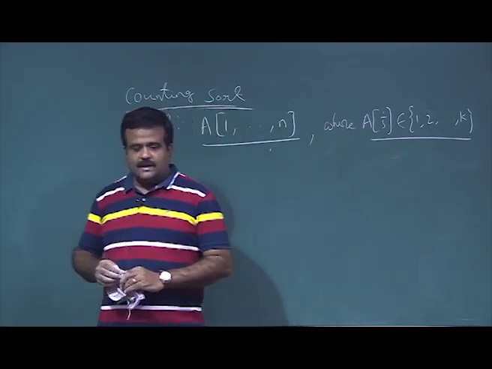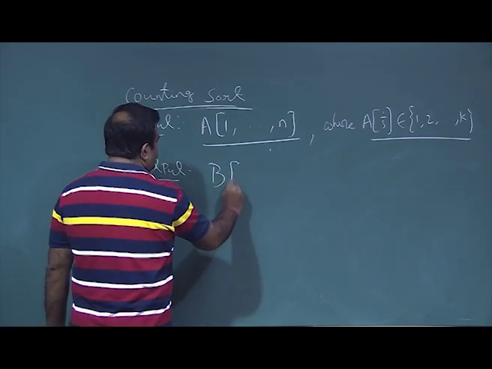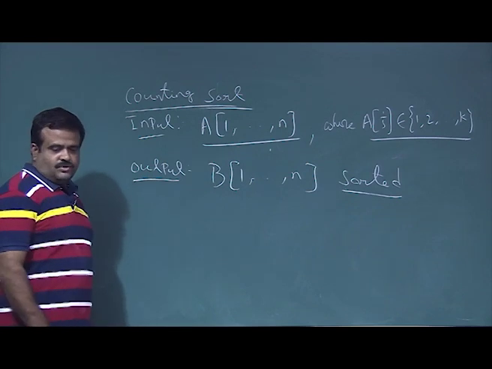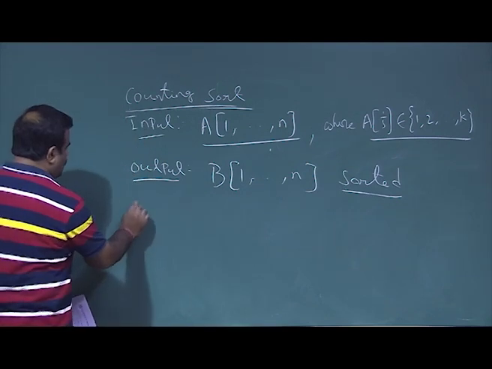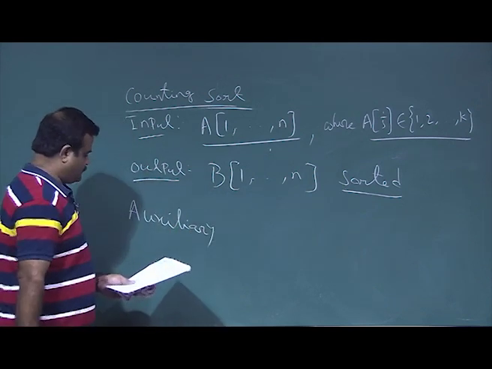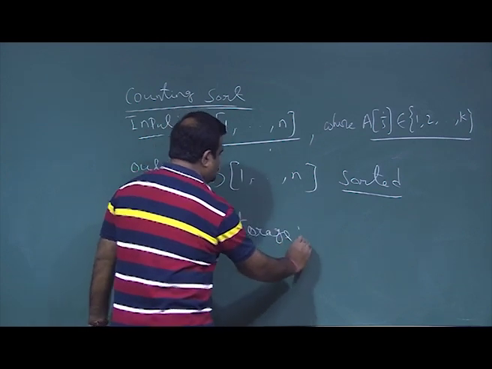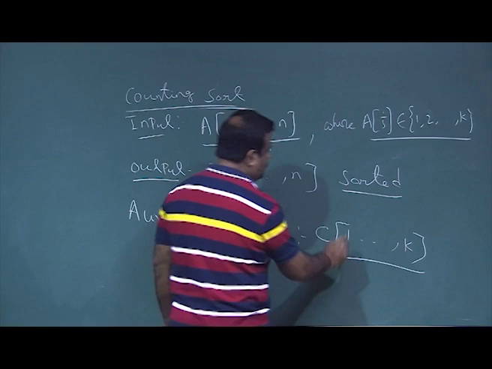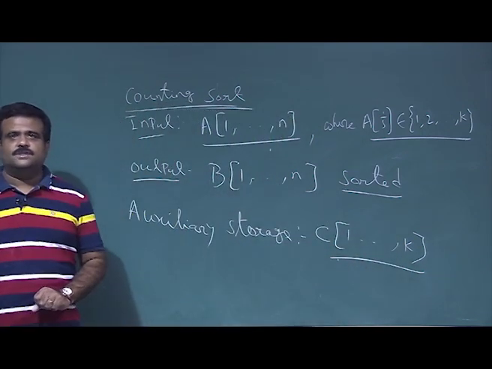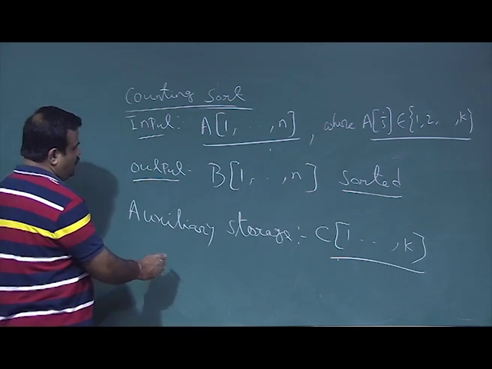the auxiliary array. So, this is the input, and the output will be in a B array, which is basically sorted, but we need to take extra or auxiliary storage here. This is denoted by C, and it will be based on this range k. Okay. So, based on the value k, we need to take this extra memory. So, these are obviously not in-place sorts.